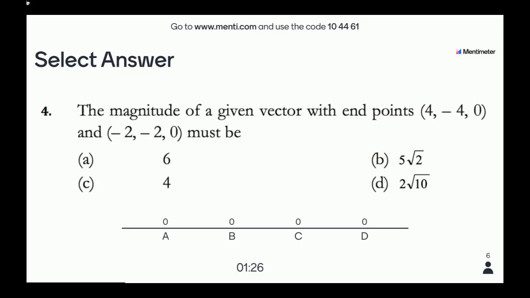If there is a vector AI plus BJ plus CK, where A, B, C are its coefficients, then its magnitude will be given by square root of A square plus B square plus C square.